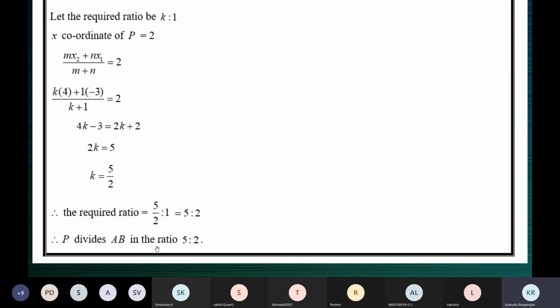So 5 by 2 by 1, multiply the numerator by 2: 5 by 2 into 2, 2 and 2 get cancelled, so you have only 5 in the numerator. In the denominator you have 1, multiplied by 2, since you should multiply the numerator and the denominator by the same number. So 1 into 2 is 2. And that's how we get this ratio 5 is to 2. So 5 by 2 is to 1 is the same as 5 is to 2. So P divides AB in the ratio 5 is to 2.